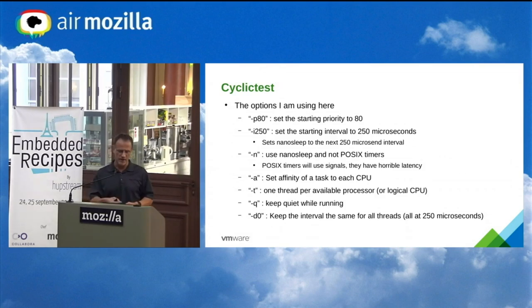So if I, without the dash D, have 8 tasks for each of 8 CPUs, the first one will do a bunch of nanosleeps at 250. The next one will do it at like 750, or maybe 250 microseconds each time. So each task would be sleeping at a different interval. We like them all to be sleeping for only 250 microseconds, which also tests some bugs because we've had bugs where everything wakes up at the same time and wants to run, and that could cause scheduling latency.